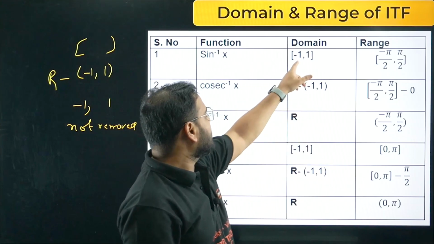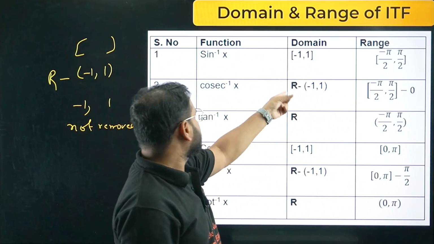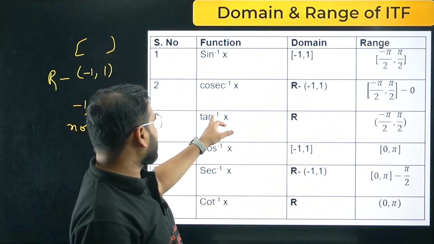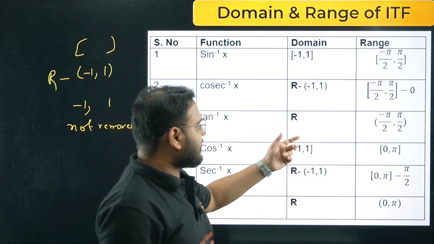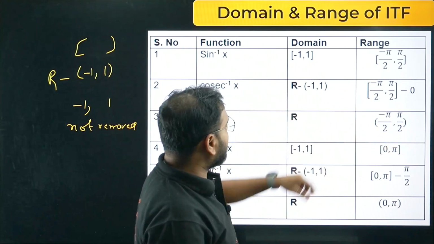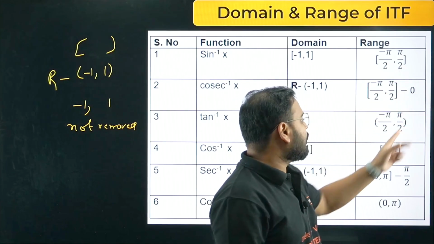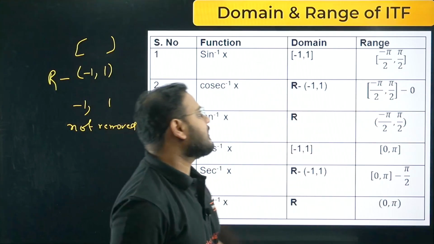Same domain. Domain remains same for sine and cos also. Sec and cos x domain is also same. Tan also same, bacha. Tan inverse, cot inverse, domain is same. Check the range. For sine it is minus pi by 2 to pi by 2. For tan it is same, but with the open bracket, bacha.